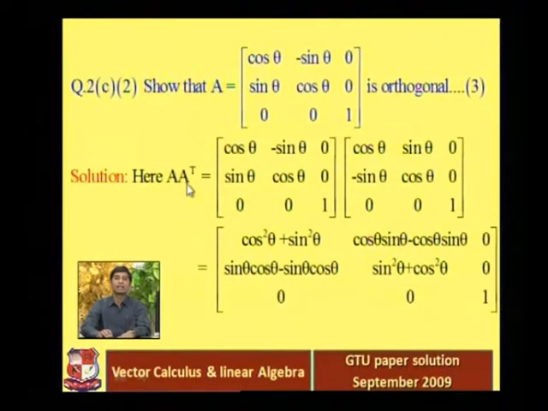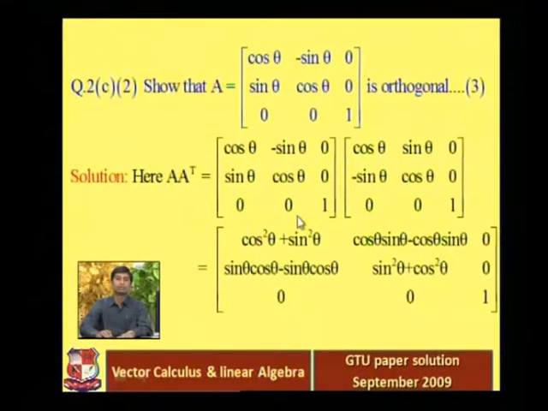Here we check A into A transpose. So this is A, the given matrix. For A transpose, you should know that we just have to interchange rows and columns, right? So the first row is cos theta, minus sin theta, 0. This is exactly the first column of the next matrix. The second row is sin theta, cos theta, 0, which is exactly the second column of the next matrix, and the third row is 0 0 1, that is the third column, right? So this is A transpose, we are just interchanging the rows and columns. Now the multiplication of these two matrices.